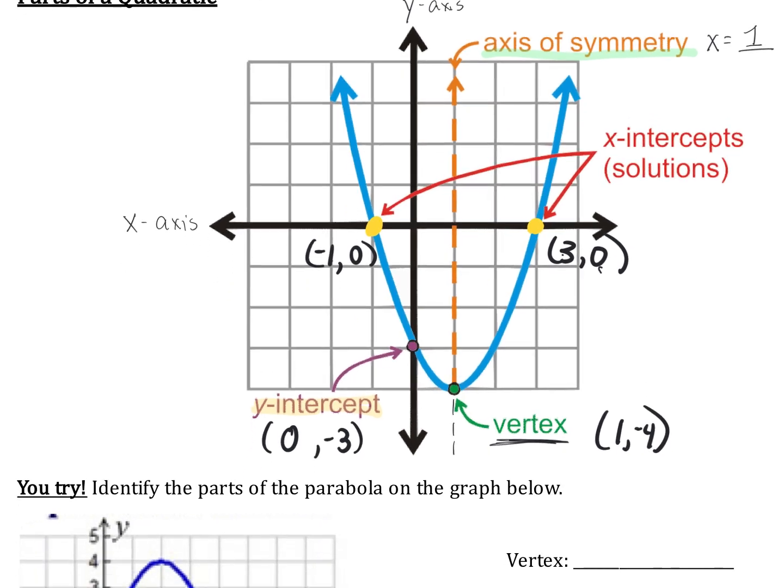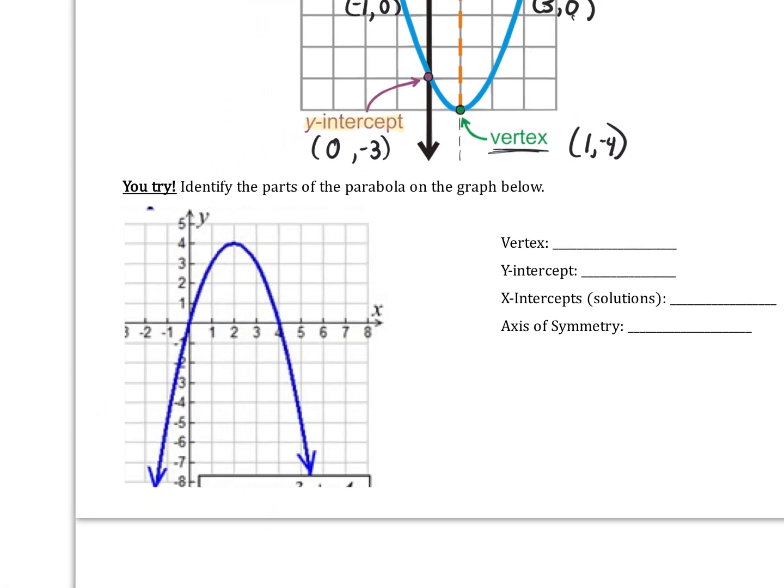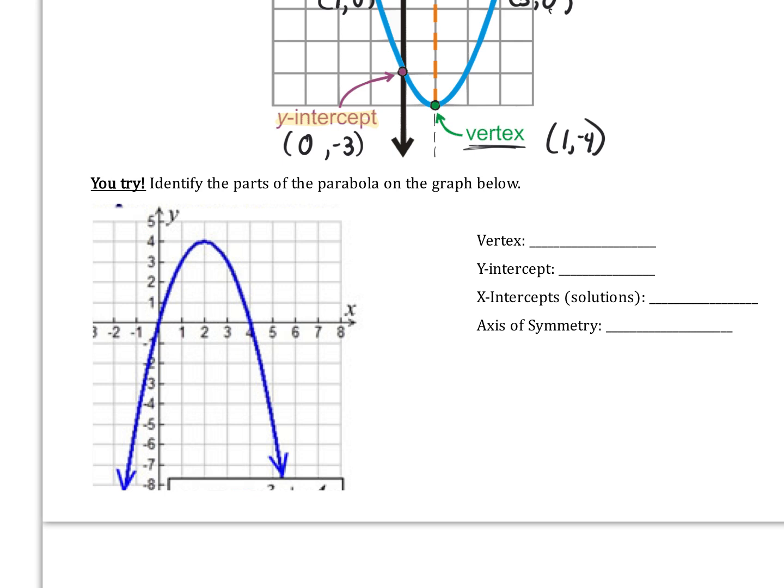All right, so let's try to identify these parts in this graph. As I look for the vertex, we're going to look for that first. The vertex is at the topmost point here. I start at my 0 and count 1, 2 in my x direction. Then I count 1, 2, 3, +4 in the y direction. That's my vertex.